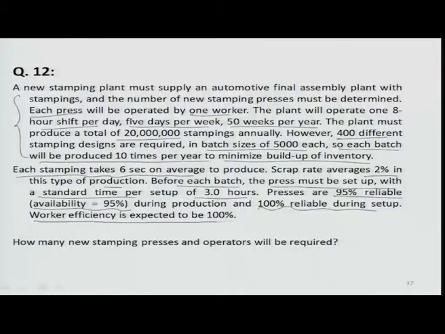So, worker efficiency is expected to be 100%. Okay, that is the expectation. Worker efficiency can't really be 100%, but that is the expectation. How many new stamping presses? So, from this complete statement, what we will have to calculate is the number of stamping presses and operators that will be required.